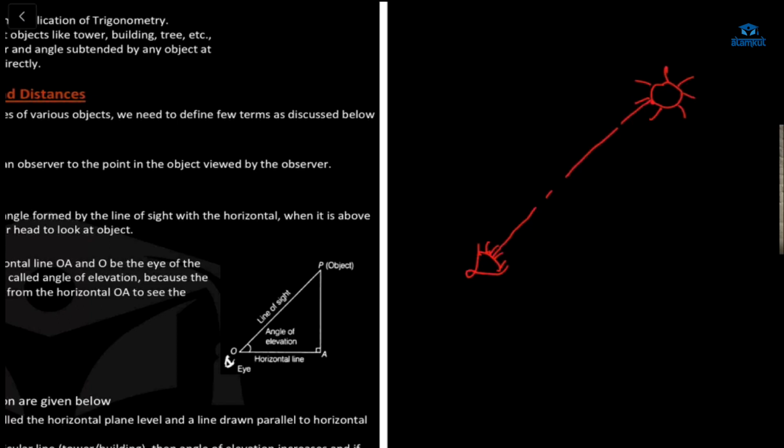So this line that you draw from the observer's eye to the point which the observer is actually observing on the object is called the line of sight. Okay, this is the line of sight.